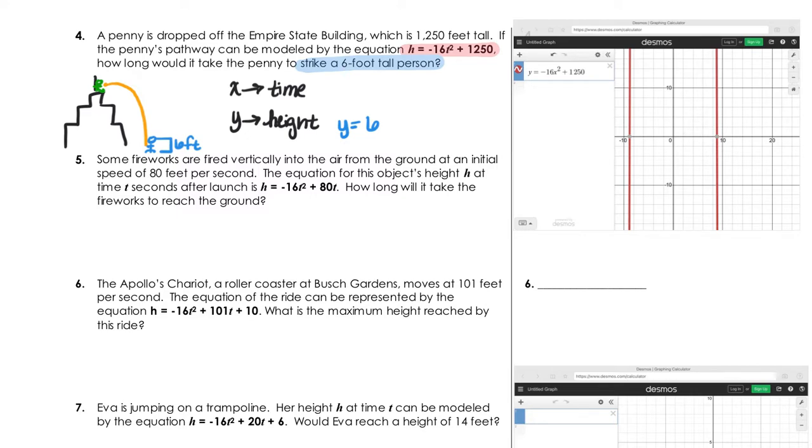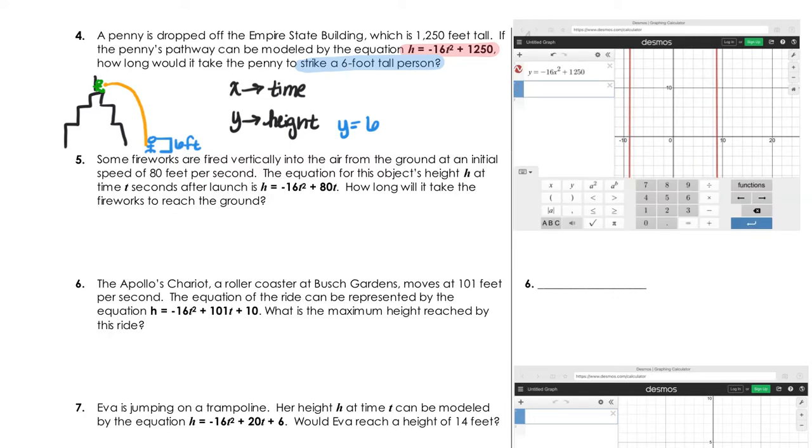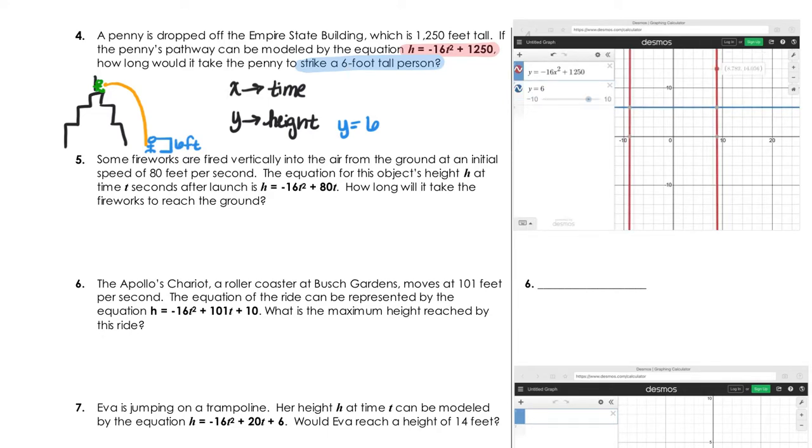So in Desmos, red is matching the pathway of the penny, and the blue is representing somebody who's 6 feet tall. And what we want to do is look at where that 6 foot tall person comes in contact with the penny that's been thrown off of the Empire State Building. So here the penny is still falling, and right here is where it comes in contact with somebody who is 6 feet tall. And so we can say, well, how long was the penny in the air before that person was able to reach out and touch it?